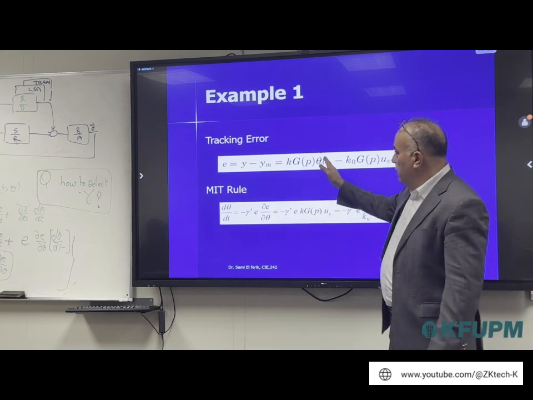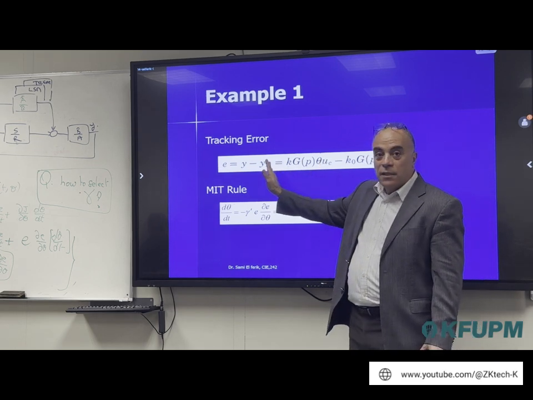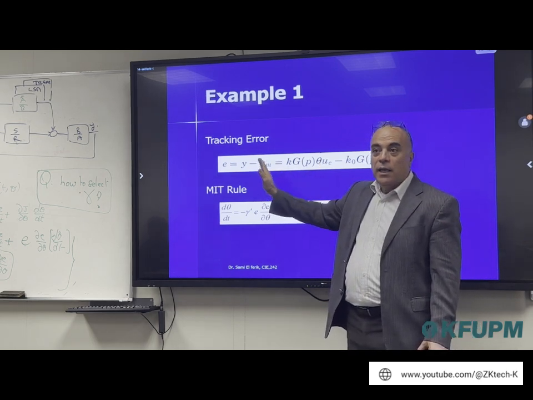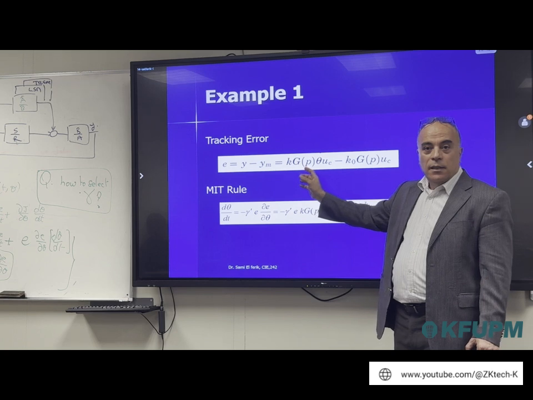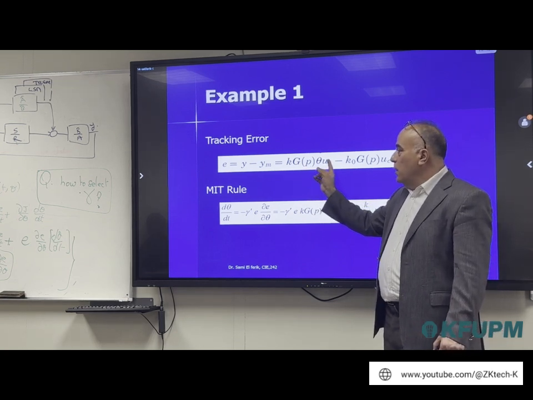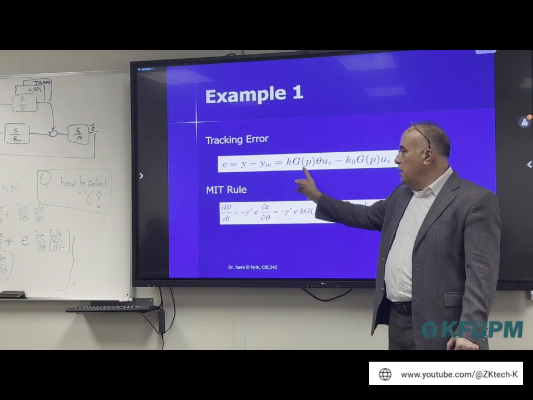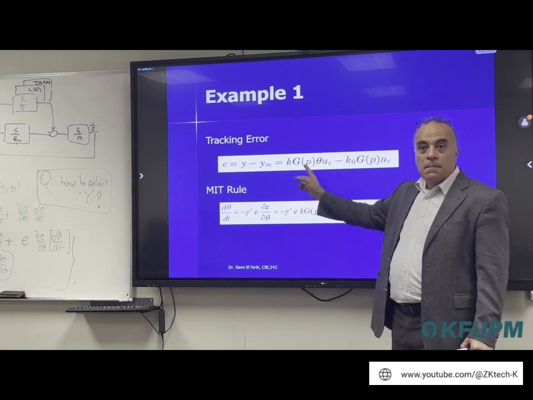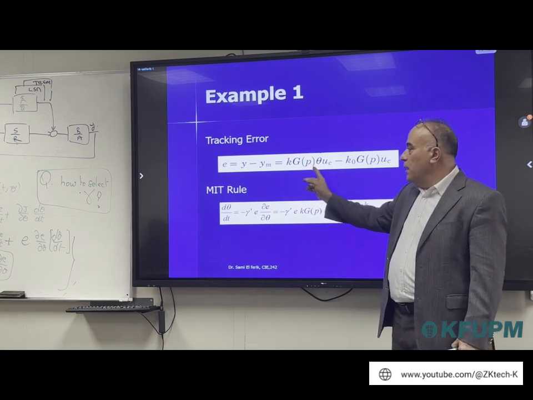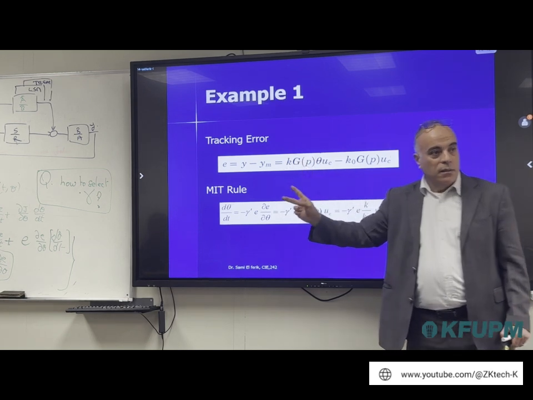I have time domain on one side, which is theta times the reference, and on the other side the Laplace transform. I cannot mix Laplace and time domain, but I can say this is the operator. If somebody asks me what the Laplace transform of this is, it could be very complicated. It's not only G of s times theta of s times Uc of s. It's a convolution. It's more complicated than this. This is why I'm using p, because it mixes time and Laplace.